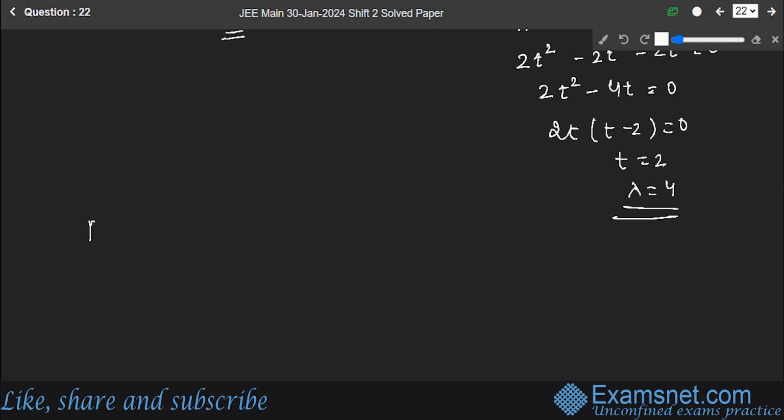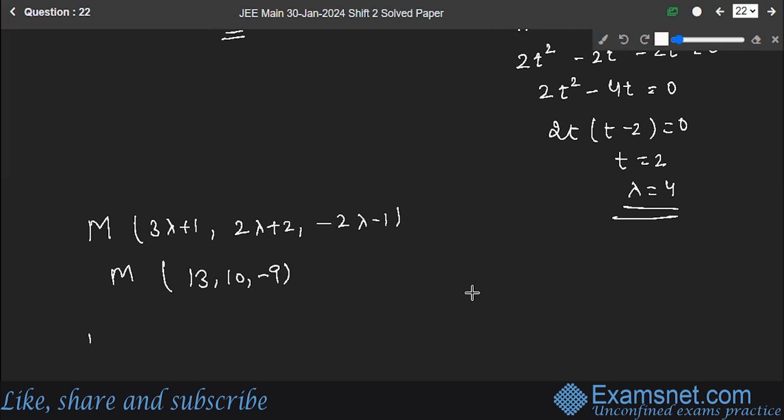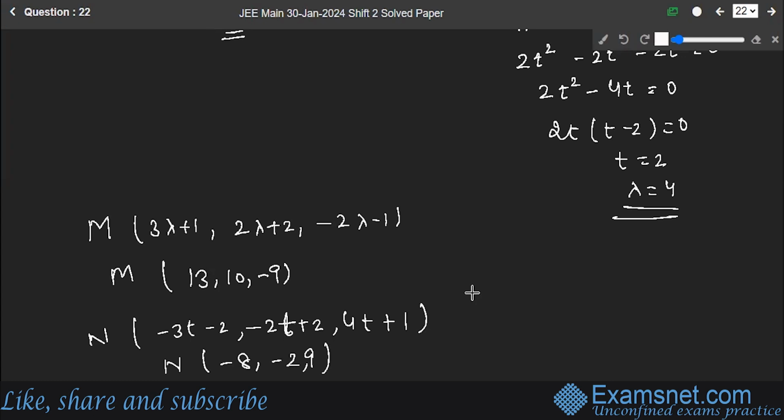What were the coordinates of M? M had the coordinates 3 lambda plus 1, 2 lambda plus 2, minus 2 lambda minus 1. So the coordinates of M will be 13, 10 and minus 9. N had the coordinates minus 3t, minus 2t plus 2, 4t plus 1. So N will have the coordinates minus 8, minus 2 and 9.